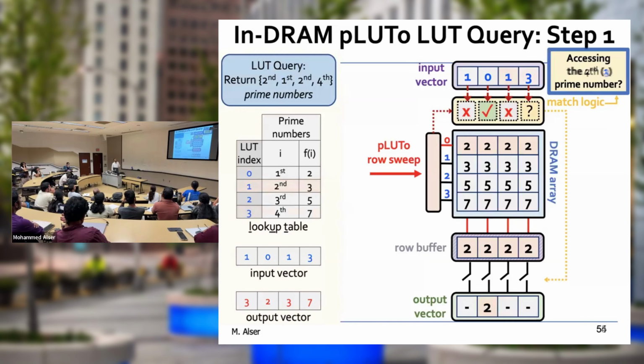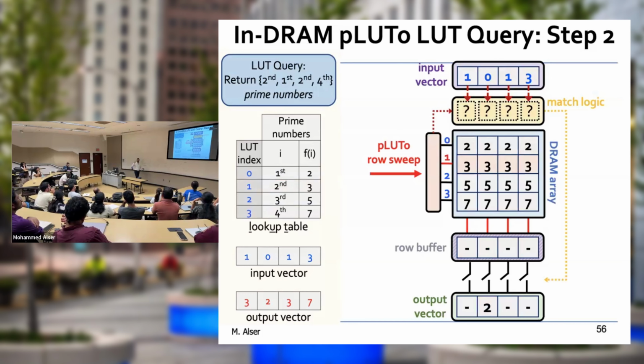Is it 0? No. Skip. Is it 0? No. Skip. Done. I'm done with the first row. Is it done for everything? No. Remember, I'm sweeping over all rows.